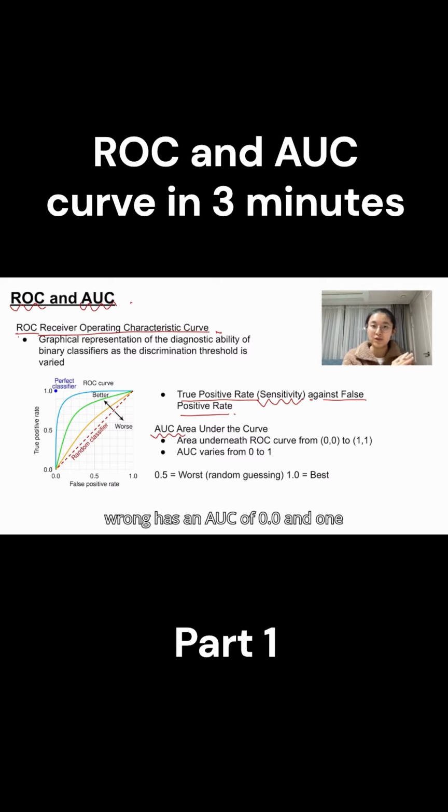And essentially, the AUC value can range from 0 to 1, wherein a model whose predictions are 100% wrong has an AUC of 0.0, and one whose predictions are 100% correct all the time has an AUC of 1.0. And a model with essentially no class separation capacity at all, just random guessing, would have an AUC of 0.5.